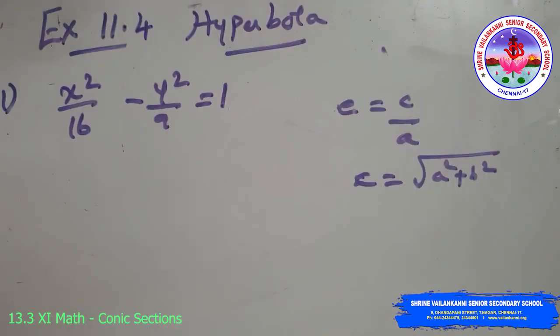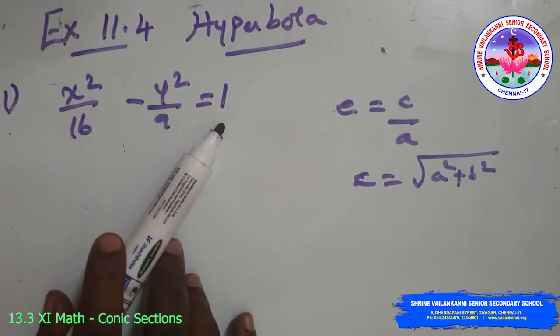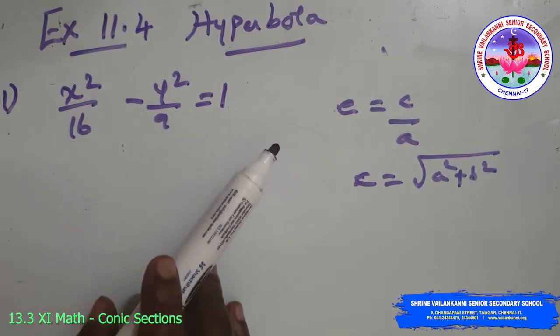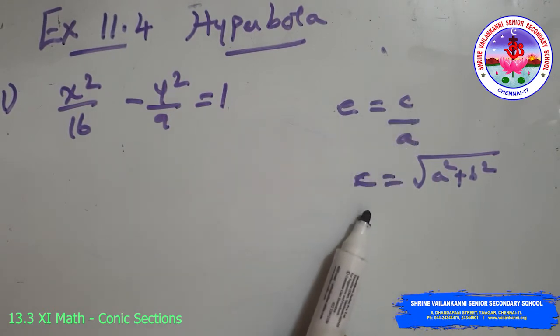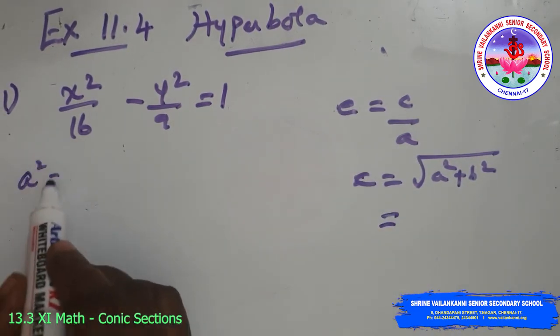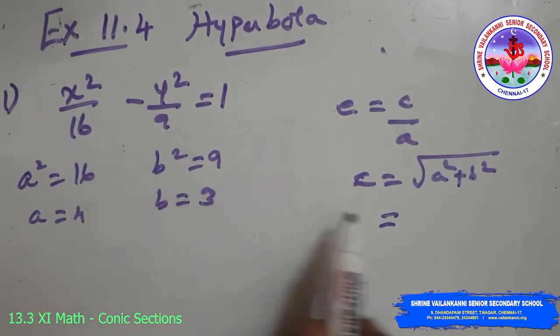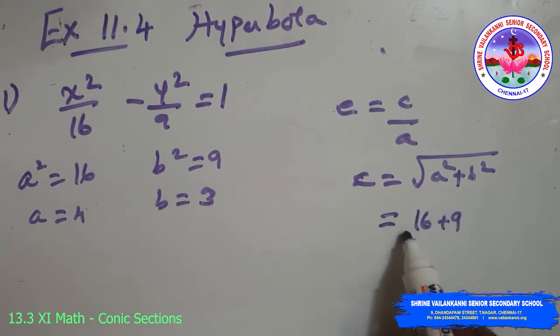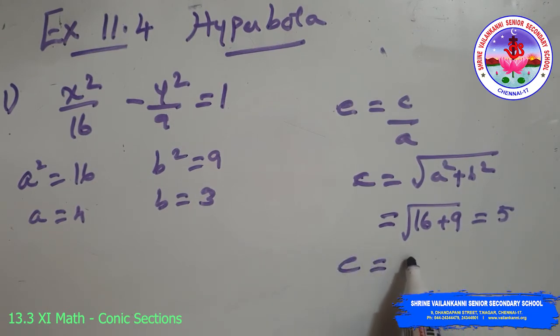Let's see exercise 11.4 hyperbola. First question is x square by 16 minus y square by 9, which is equal to 1. So transverse axis is along x axis. Using the formula e equal to c by a, where c equal to square root of a square plus b square, we can find the eccentricity. Here a square is 16, we get a is 4, b square is 9, so b is 3. Substituting here 16 plus 9, which is root 25, so c equal to 5. So we get e equal to c by a, that is 5 by 4.